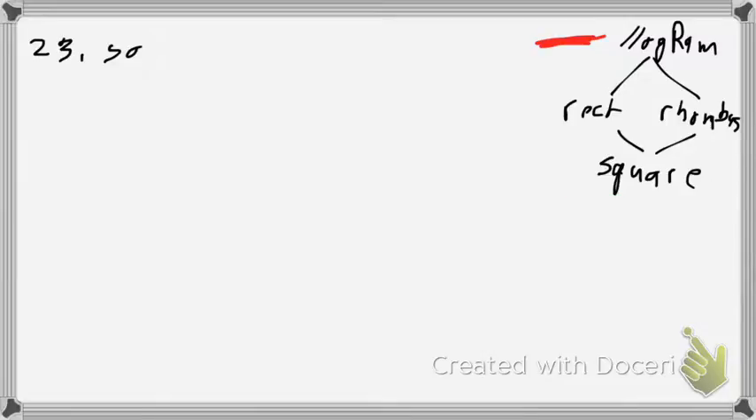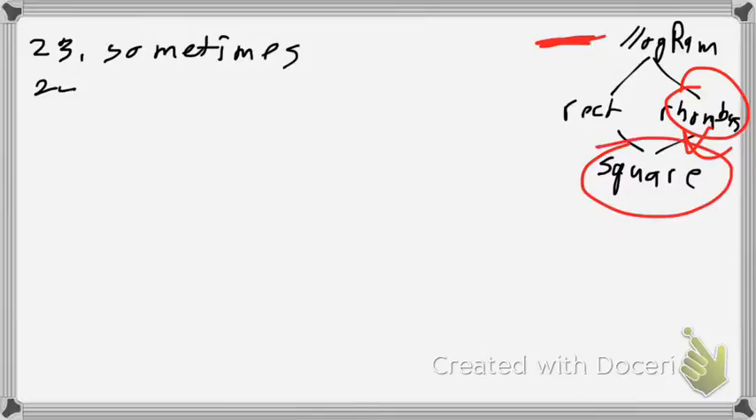So the first one says a rhombus is a square. Is a rhombus a square? Well, it can be. It can also not be. So we go sometimes. Next, a square is a rectangle. See how a square is underneath a rectangle? That means all squares are rectangles. So we go always.